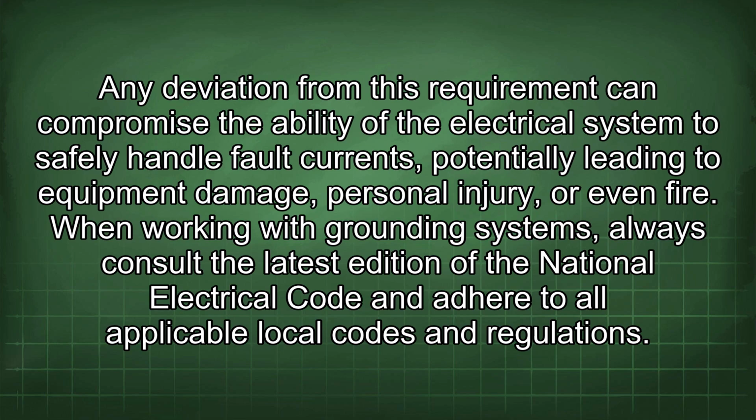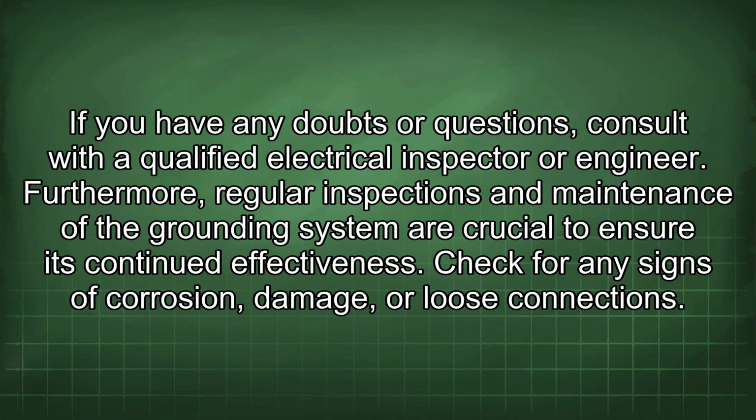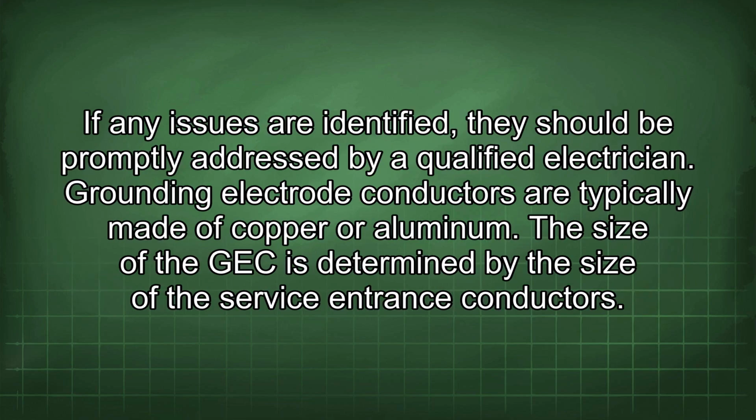When working with grounding systems, always consult the latest edition of the National Electrical Code and adhere to all applicable local codes and regulations. If you have any doubts or questions, consult with a qualified electrical inspector or engineer. Furthermore, regular inspections and maintenance of the grounding system are crucial to ensure its continued effectiveness. Check for any signs of corrosion, damage, or loose connections. If any issues are identified, they should be promptly addressed by a qualified electrician.